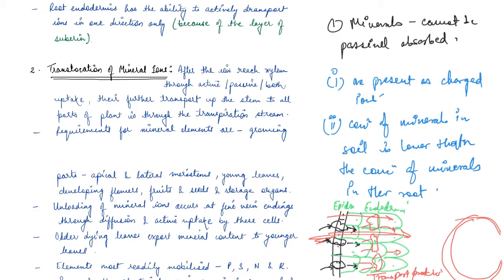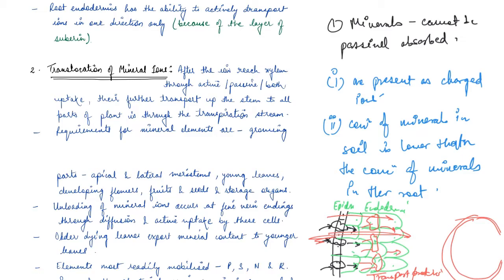The second thing is that mineral ions are also remobilized. Say in a plant, one part is going through the senescence phase. During the senescence phase, it is not using any mineral ions. So the mineral ions present in that part of the plant are moved to the place where they are required more. The older dying leaves export much of their mineral content to younger leaves. In a similar way, before the leaf falls in deciduous plants, the minerals are removed to the other parts of the plant.